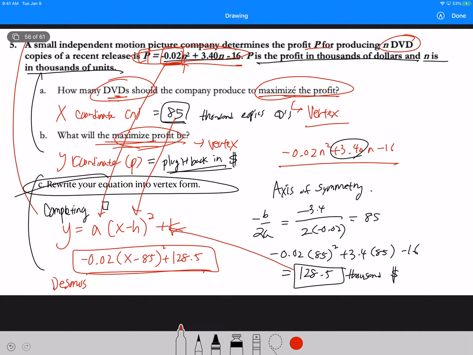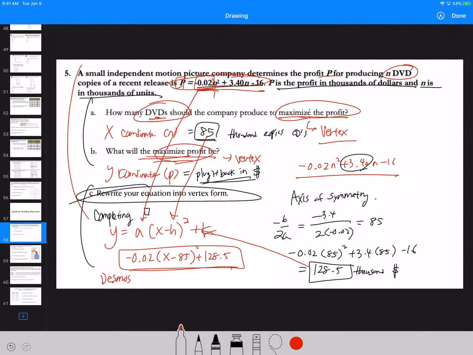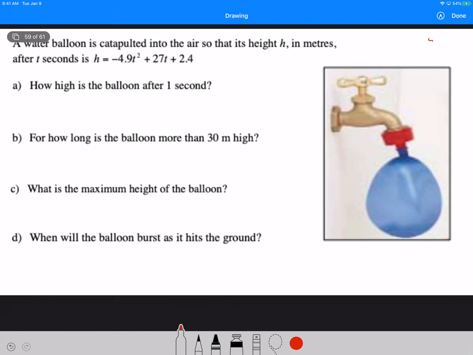Okay, so now it's time for you to try the question. Please pause the video now and try this question on your own. Some of the questions here, for example part B, are a little bit tricky. And what is the maximum height? I believe everyone knows how to do that. When will the balloon burst as it hits the ground? These are the new types of questions, but give it a try first, and then we'll go over the answer. So pause the video now and play it again once you have all the answers ready.